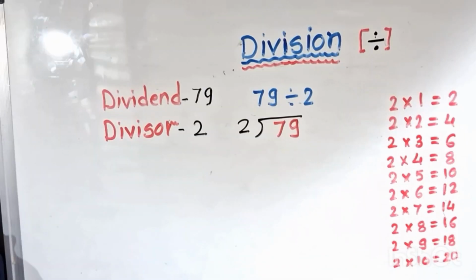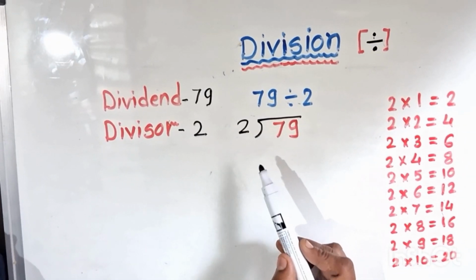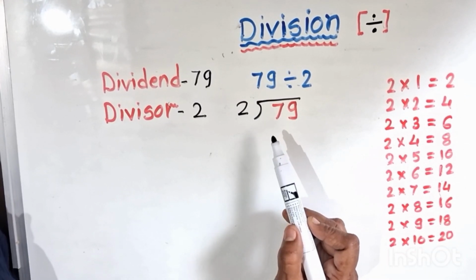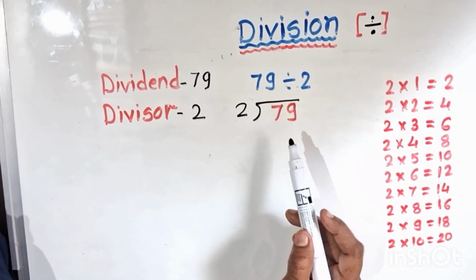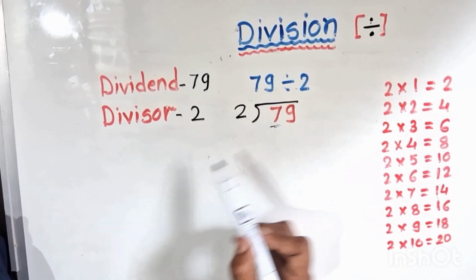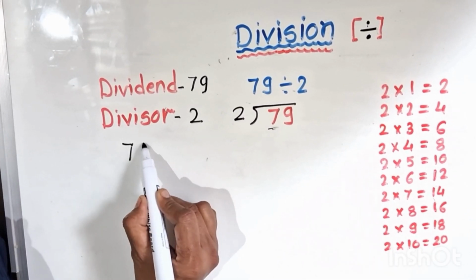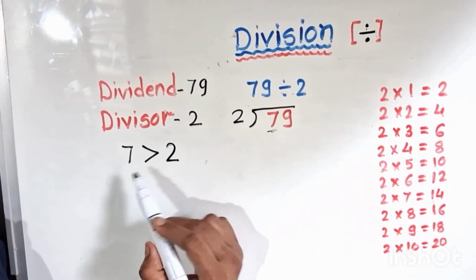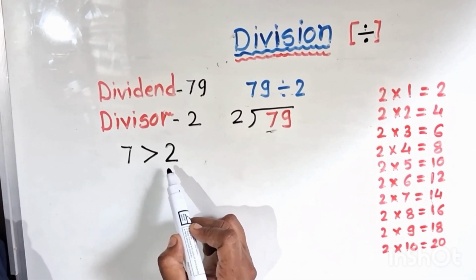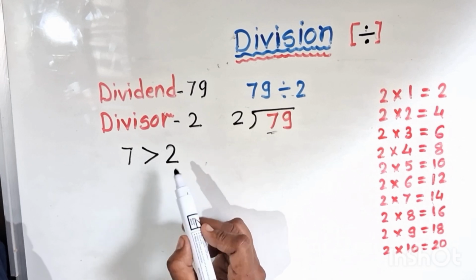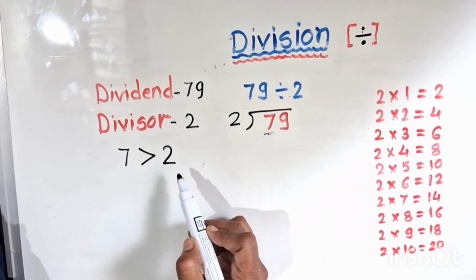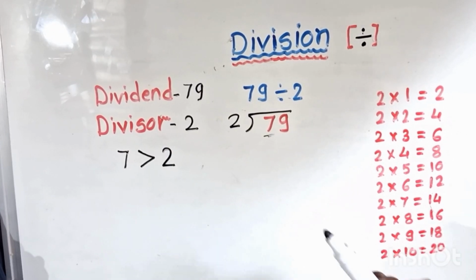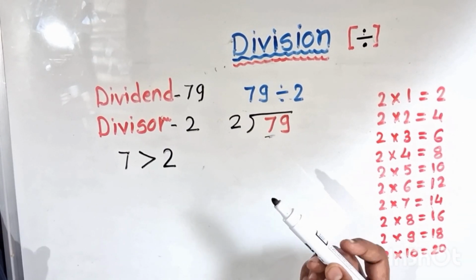Okay. See, always remember kids that you have to observe the leftmost digit of the dividend. Which is the leftmost digit of this dividend? That is 7. See, 7 is greater than our divisor, 2. So, we can divide 7 by 2. For this, we have to recite the table of 2.